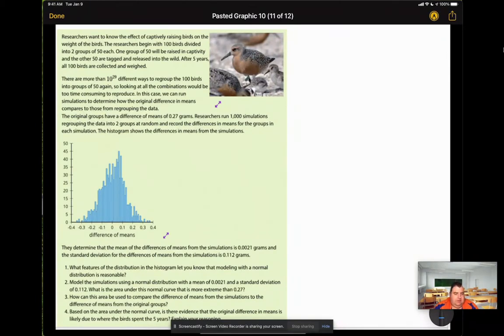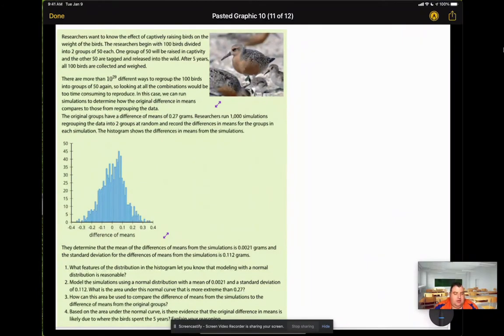Researchers want to know the effect of captively raising birds on the weight of the birds. So the researchers begin with 100 birds divided into two groups of 50 each. One group of 50 will be raised in captivity, and the other 50 are tagged and released into the wild. After 5 years, all 100 birds are collected and weighed.